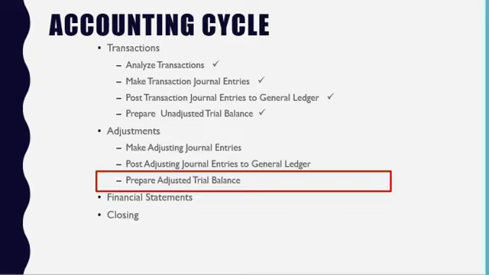After posting our adjusted journal entries to the general ledger and updating our T account balances, we can prepare an adjusted trial balance. Remember that an adjusted trial balance is an internal document only, meaning that only employees of the company will view this document. We use this document to help make sure that we have posted everything correctly.